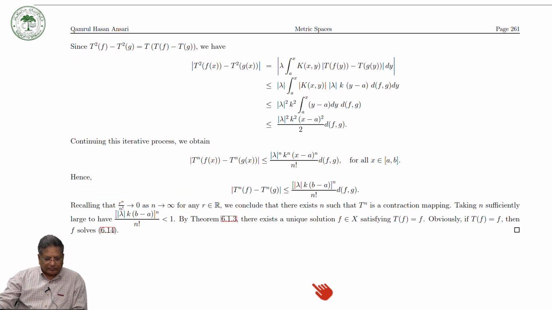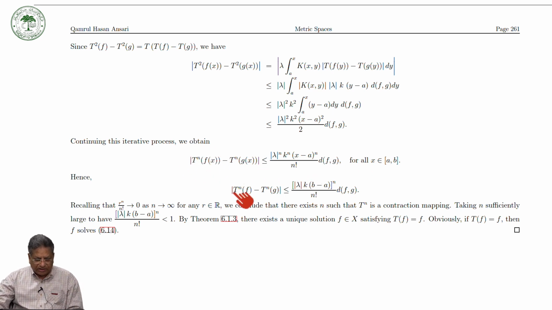Now we can operate T squared. So T squared f(x) minus T squared g(x) is equal to T of T f(x) minus T of T g(x). So we can operate on both the sides, and we can simplify and we will get this one. Continuing in this way, operating T n times, we will get this is less than or equal to this one.